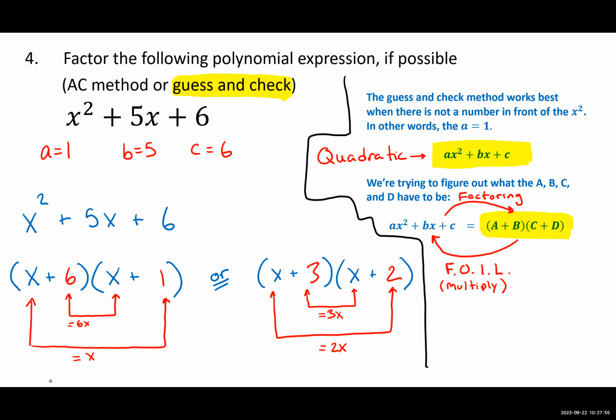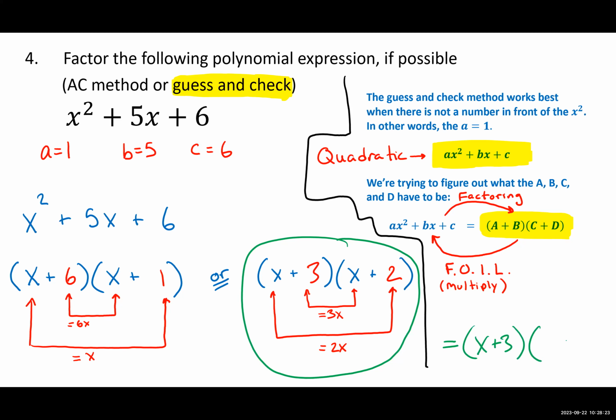So I'm going to write the answer down here on the bottom right. Let's say we know this is the way. If we were to multiply this out, we would get an x squared plus a 3x plus a 2x, which would give us the 5x plus a 6. So x plus 3 times x plus 2.